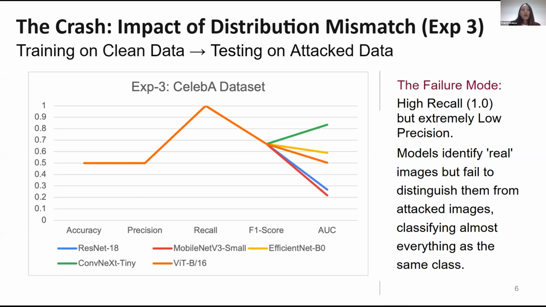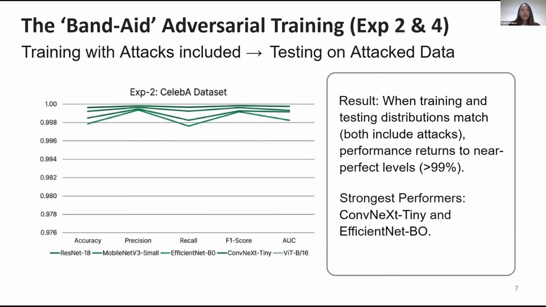So what if we train the model which already knows the attack? When we did so, the training and testing datasets were matched. The performance returned to near-perfect levels again, with above 99% accuracy. But we say this with a caveat, because this is not yet generalized, since the model is still exposed to its own distribution.